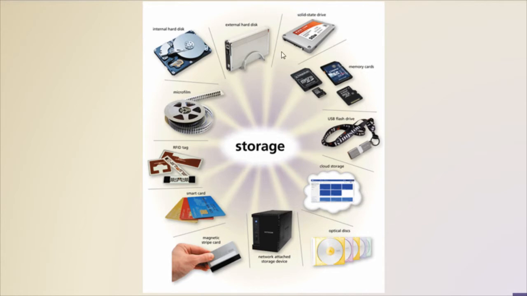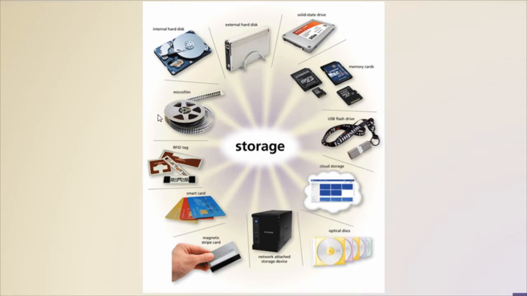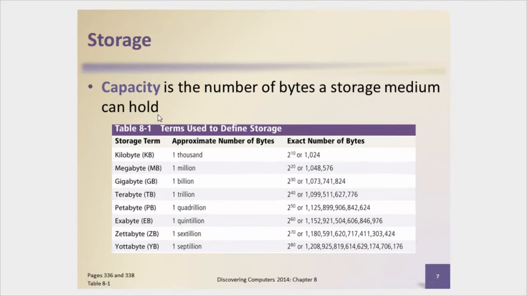We've got solid state drives. We've got memory cards, USB flash drives, cloud storage, optical disks with a C rather than a K, network attached storage. Related to this are storage area networks, and we'll talk about both those when we get to enterprise storage. Magnetic stripe disk, smart cards, RFID tags, and something few of you have probably seen, microfilm and microfiche. I think we had one person in class that had seen either one of those.